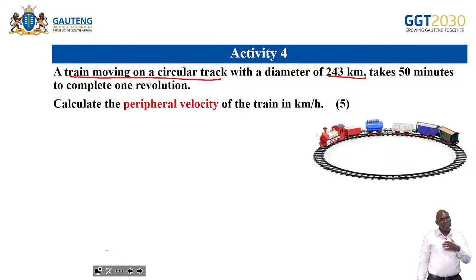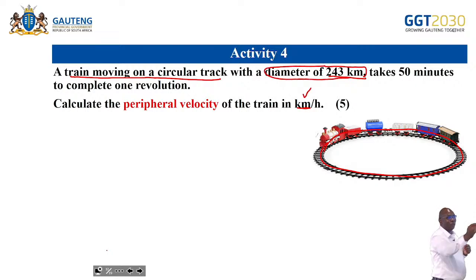By reading this question, you can see that this should be a very fast train. Should be a bullet train. So meaning that it has a diameter of 243 kilometers and takes less than an hour to complete that 1 revolution. So in other words, we want to find out what will be the speed of the train for it to complete that circular track in only 50 minutes. So let's look at this. Now, in this case, the distance, which is a diameter, is given in kilometers. So I'm fine with it.